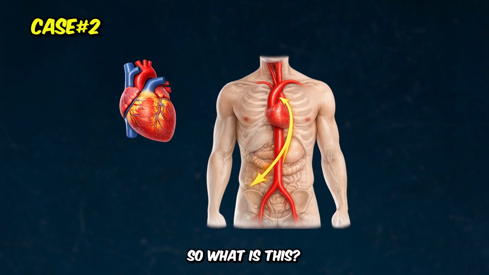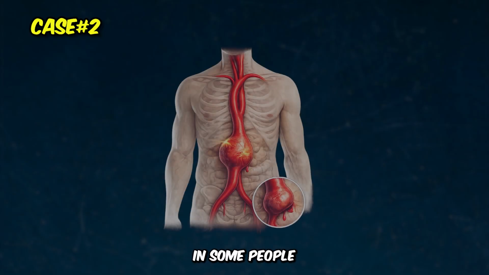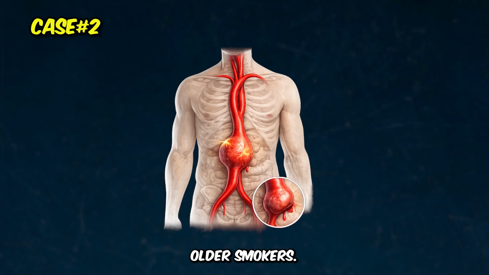Abdominal aortic aneurysm. So what is this? The aorta is the biggest artery in your body. It runs from your heart down through your abdomen. In some people, older, smokers, hypertensives, the wall of the aorta can weaken and balloon out. That is an aneurysm. It can expand slowly or leak, and when it does, it causes deep, boring pain in the back and abdomen. The pain is constant, not mechanical. It doesn't change with position.